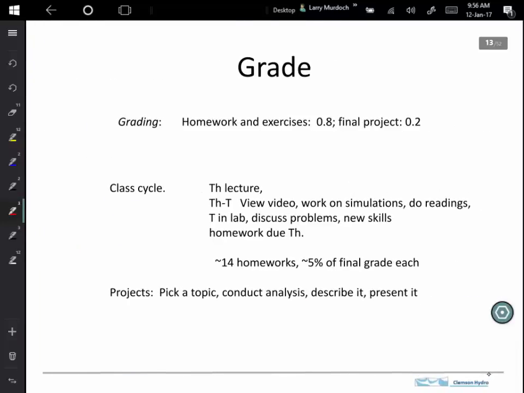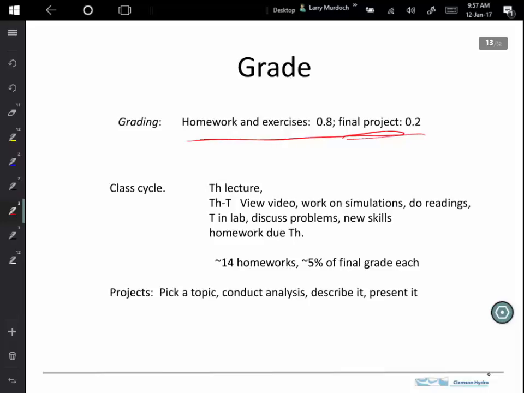So the grade will have these different homeworks, and that'll be the main part of the grade, doing these different homework assignments. There also will be a project at the end where you'll set up and do a simulation and present it to the class, that sort of thing, and that'll also be part of the grade. So the class is really based on doing these different problems. So that's going to be quite important.